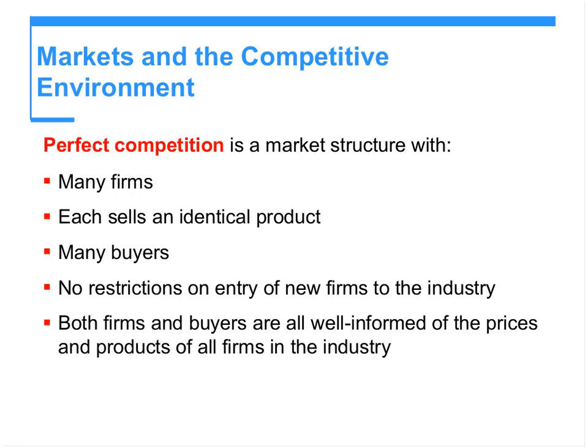What's going on in perfect competition? Perfect competition is a market structured with many firms. There are a lot of firms active in this type of market. Each sells an identical product. All of them are involved in certain types of products, identical products. Many buyers, lots of buyers also. No restriction on entry of new firms to the industry. As you can see, everybody can go in. But to be able to survive, you have to have a very good value and competitive advantage. Those firms and buyers are all well informed of the prices and products of all firms in the industry. So the information is also available. That is the best type of market, when all of the sellers, competitors, and manufacturers get the same chance, there is no restriction, and information is available.